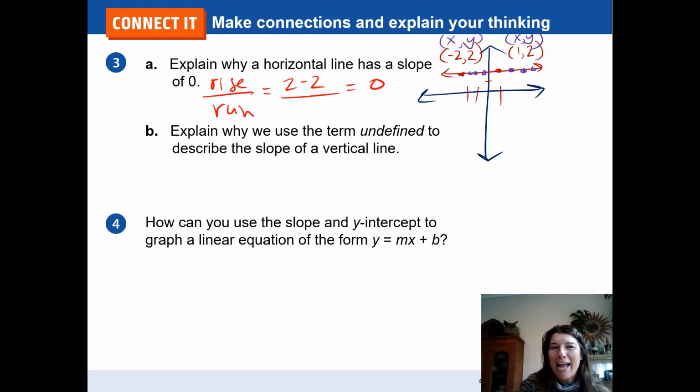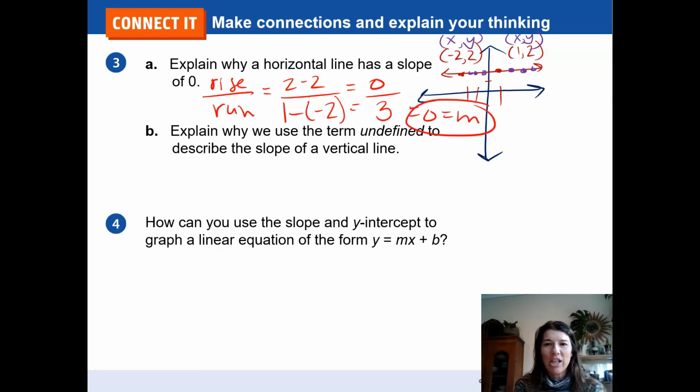All right, what about our x coordinates here? If we do 1 minus -2, we are left with +3. Subtracting a negative makes it go up. We're left with 0 divided by 3. 0 divided by 3. Any 0 divided by a number will always give you 0. So you just found out here, you calculated that the slope of a horizontal line is 0.